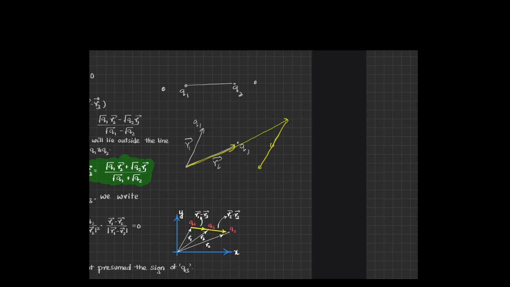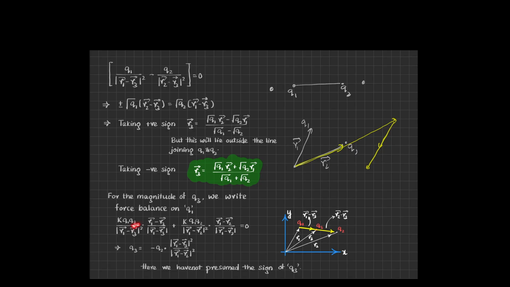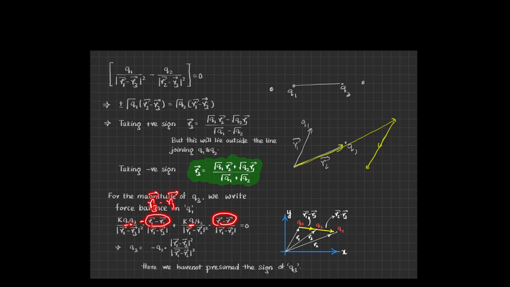But while writing this, we have not taken the sign of Q3. Sign of Q3 they have given us negative, but while writing this, we have not taken the sign of Q3, because see, force on Q1 I am writing, and here I have written R1 minus R3. Again force on Q1, it is R1 minus R2. If I would have taken the sign of Q3, then the minus sign should have come here, and it would have been R3 minus R1 then, because force on 1 due to 3 we are writing. So in that case, R1 minus R3 should have been written, and that much we have already written here. That means I have not taken the sign of Q3 here.